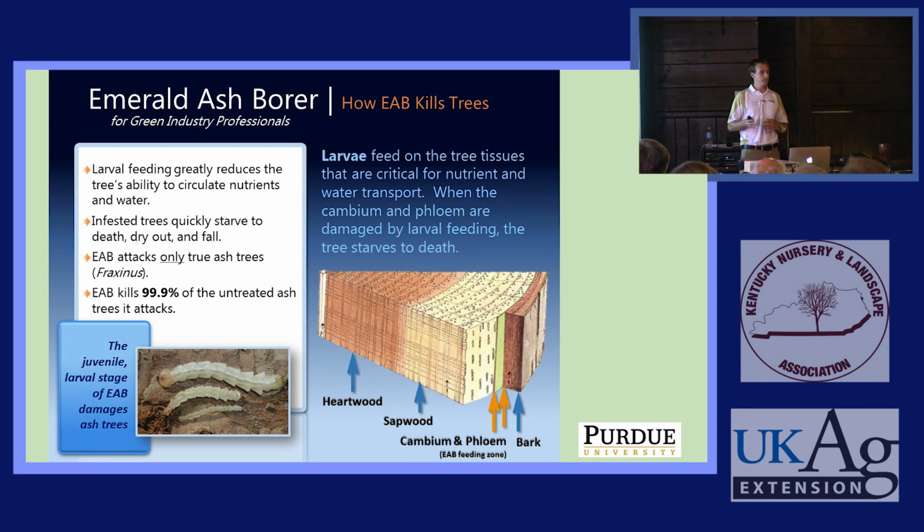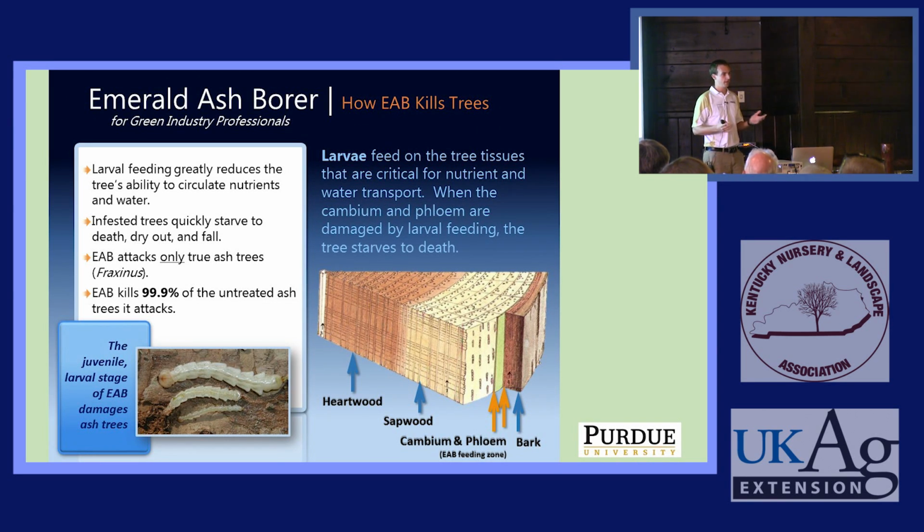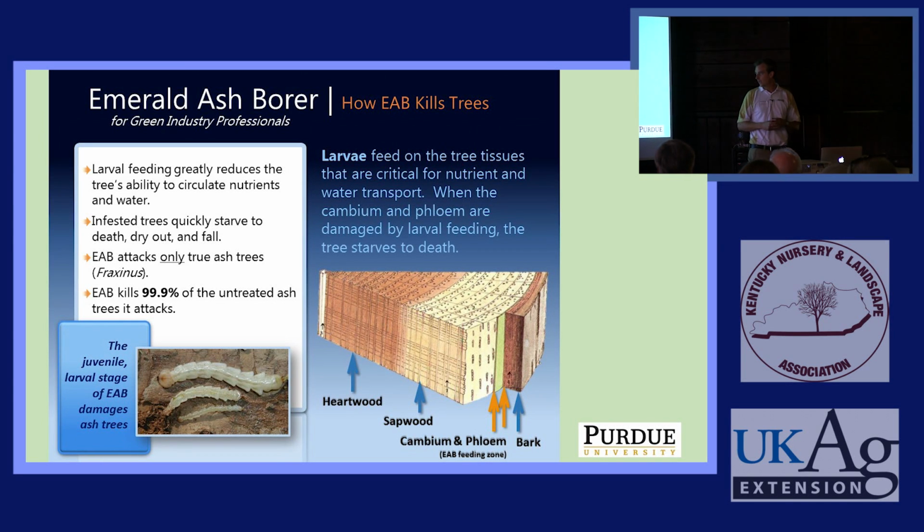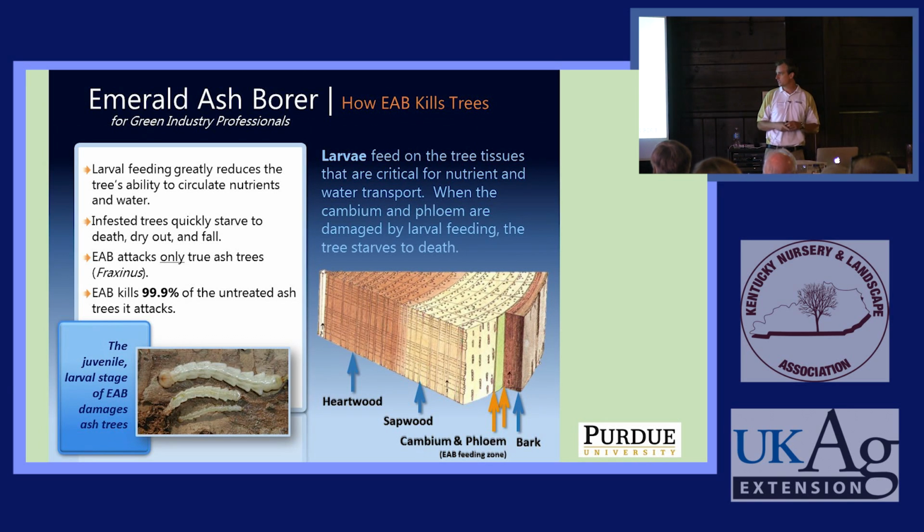Emerald ash borer is an invasive beetle that came over from China. It was discovered in 2002 in Detroit, Michigan, but it was likely around for about 10 years prior to that, and then it just took us 10 years to realize that it was in the area. It kills trees by feeding on the vascular tissue here in the cambium and phloem, what moves the nutrients throughout the tree, and essentially girdles the tree and starves it to death after repeated infestations.